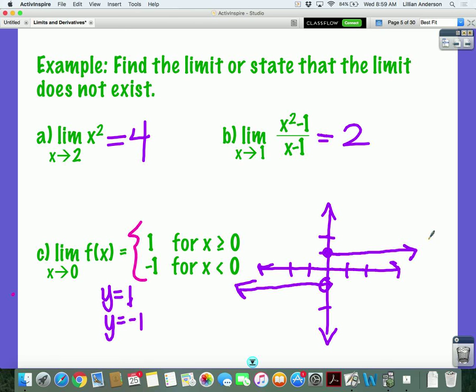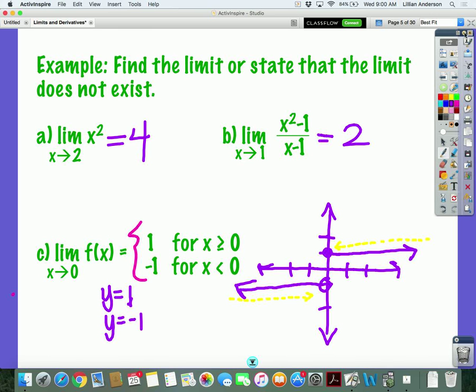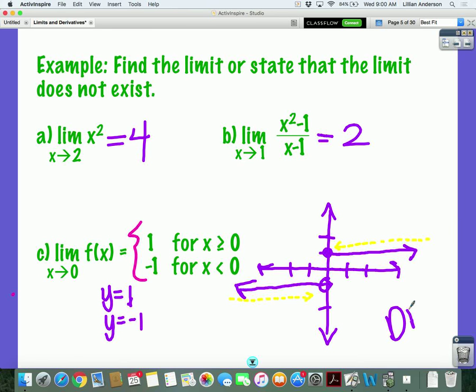As x approaches 0 from the right-hand side, what are my y's approaching? 1. From the left-hand side, what are my y's approaching? Negative 1. Since they're not the same, what's the limit? Does not exist. Questions?